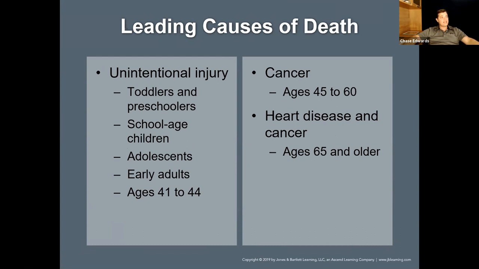According to the CDC, unintentional injury and accidents are the leading cause of death for toddlers, preschoolers, school-age children, adolescents, early adults, and middle adults 41 to 44. For ages 45 to 60, the leading cause of death is cancer. Heart disease and cancer are the leading causes of death in ages 65 and older. That was a depressing slide.